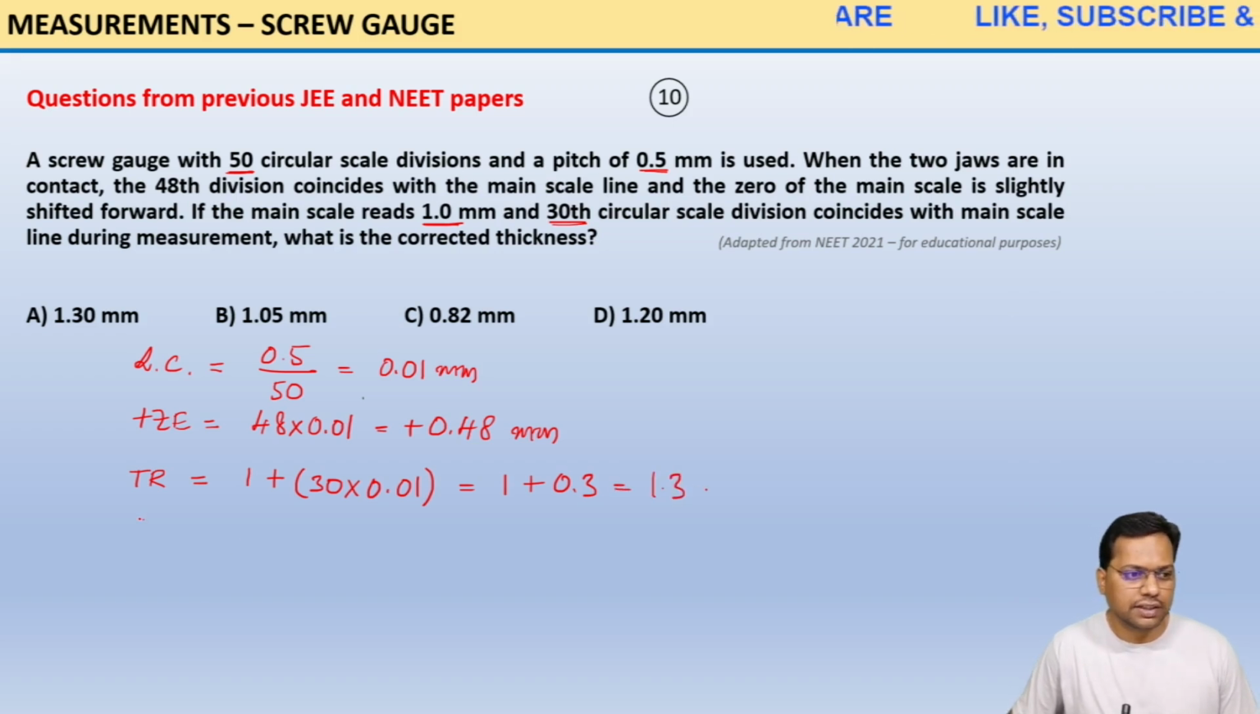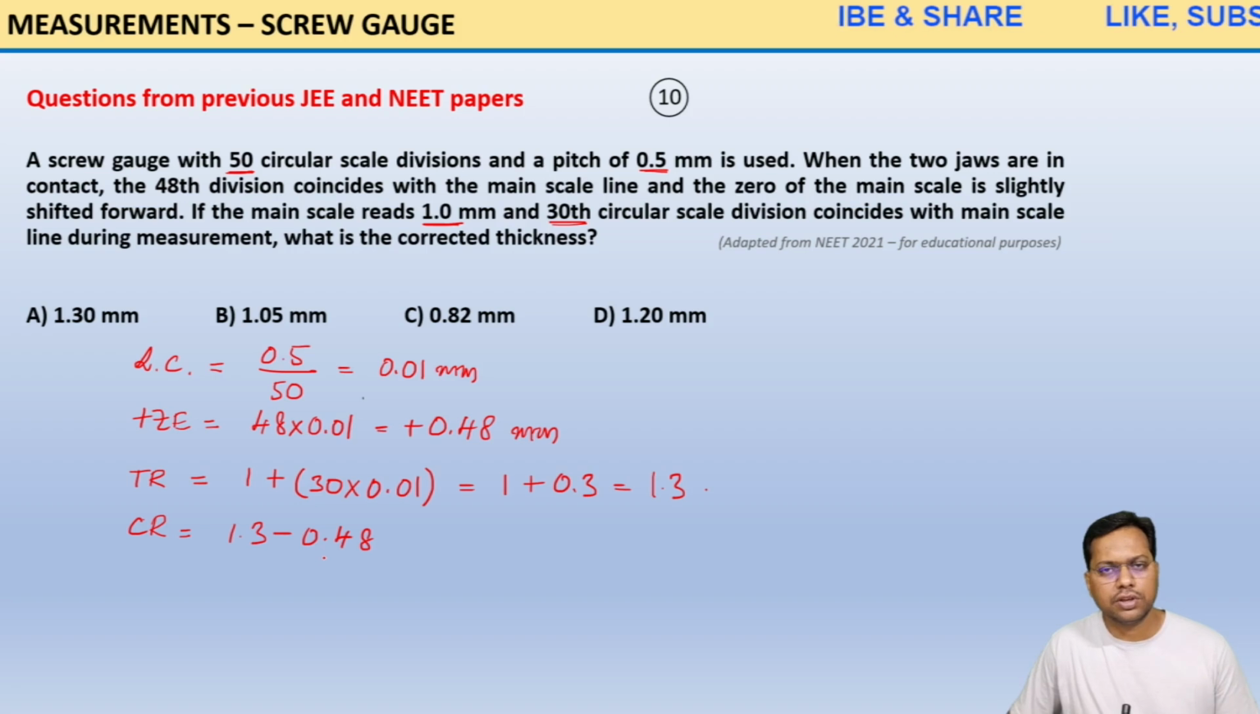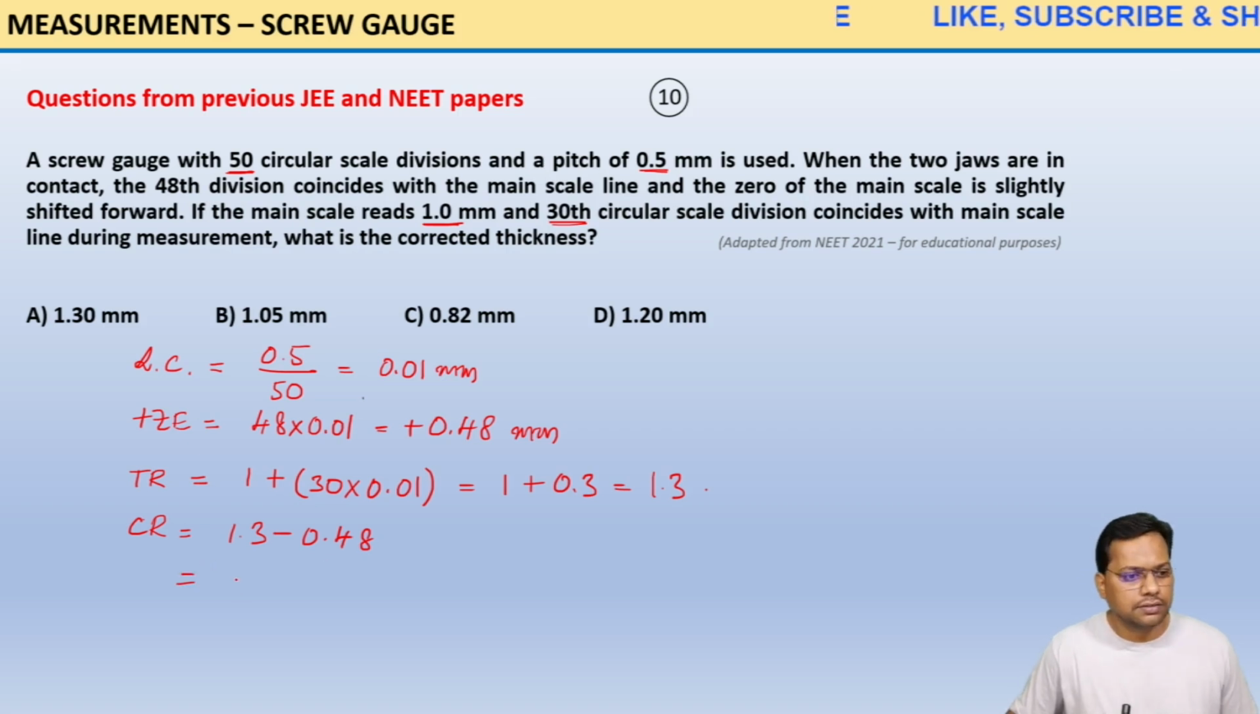Now we go for the correction. The corrected reading is equal to 1.3 minus 0.48. Since the zero error is positive, the correction should be negative. It is minus 0.48. This gives 0.82 millimeter. So this is the final reading after correction. Therefore, from the given options, C is the correct option.